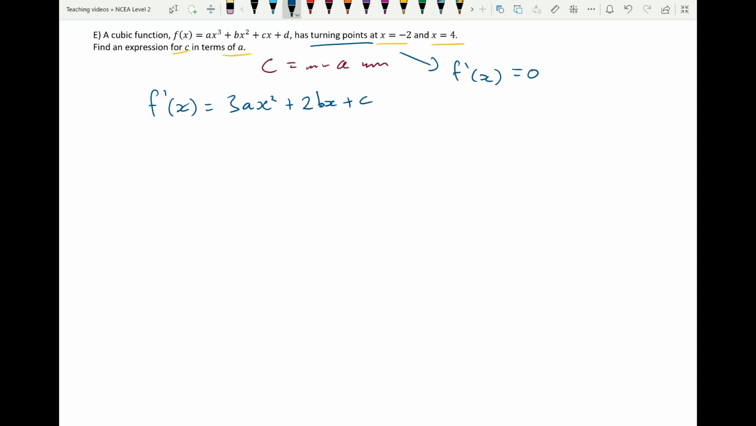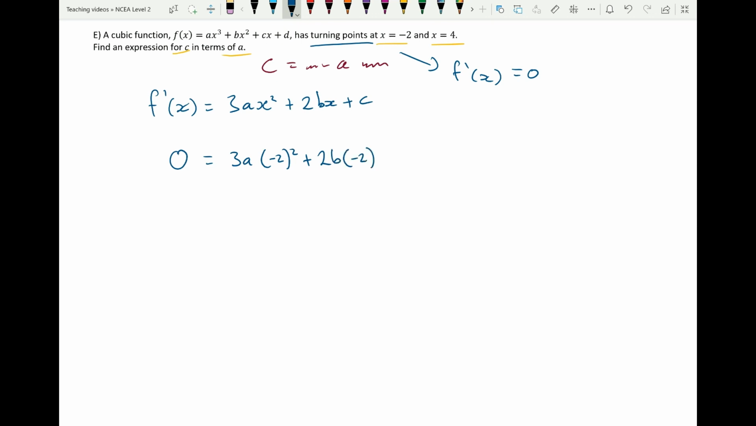So you might be thinking, well, how has that helped? Again, we know the turning points. We know where they happen. And again, that is f'(x) = 0. So there's two different possibilities for how to get 0. We get 0 if we put -2 into this equation, and also when we put 4 into this equation.